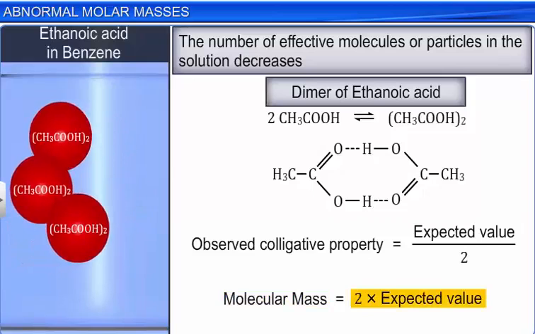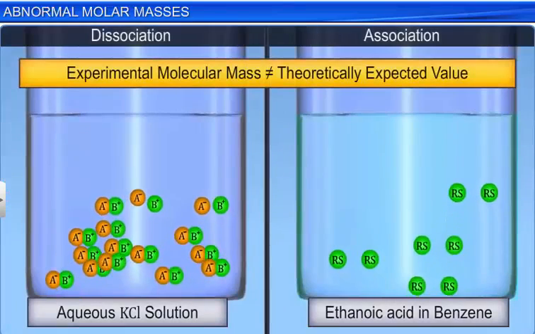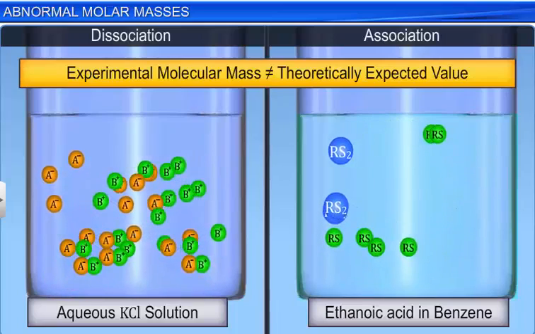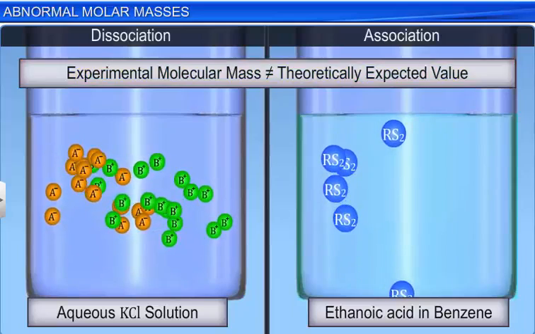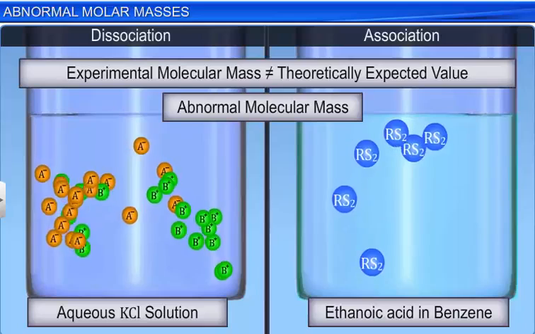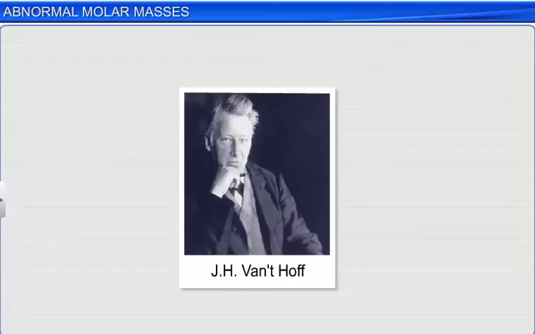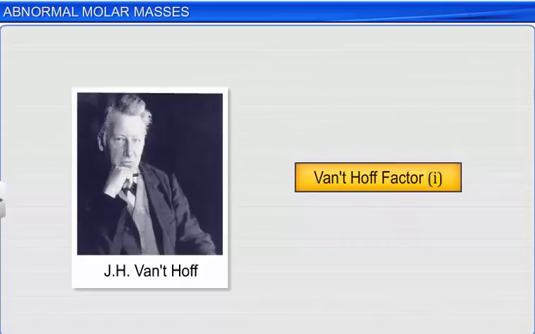When the molecular mass of a substance, as determined by studying any of the colligative properties, comes out to be different than the theoretically expected value, the substance is said to show abnormal molecular mass. In order to account for all such abnormalities, Dutch chemist J. H. van 't Hoff, in the year 1880, introduced a factor i known as van 't Hoff's factor, which represents the extent of association or dissociation of a solute.